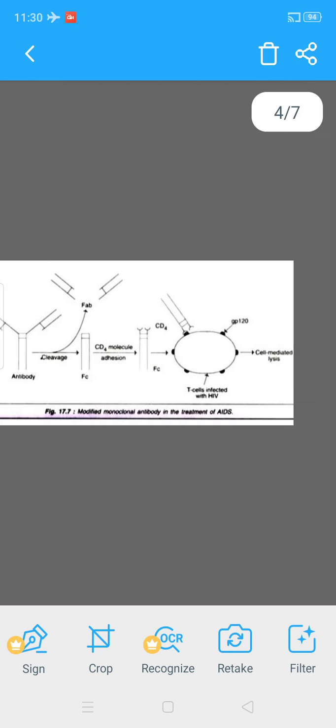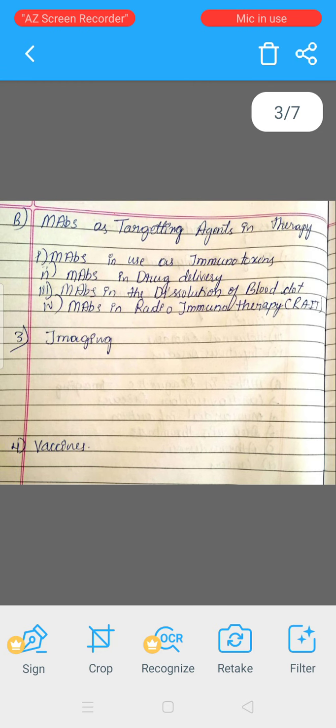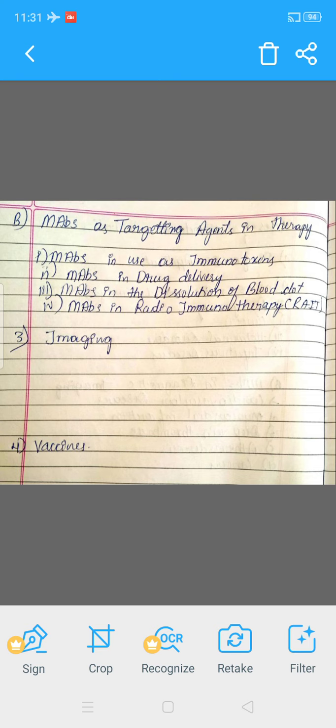And next one, monoclonal antibodies in radioimmunotherapy. The radioisotopes can be coupled to monoclonal antibodies that are directed against tumor cells. This allows the concentration of radioactivity at the desired sites and a very efficient killing of target cells, that is tumor cells. The advantage with radioimmunotherapy is that the conjugated complex need not penetrate the cells, as required in the immunotoxin therapy.